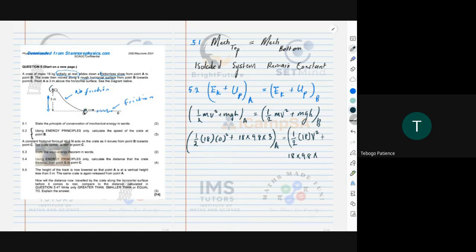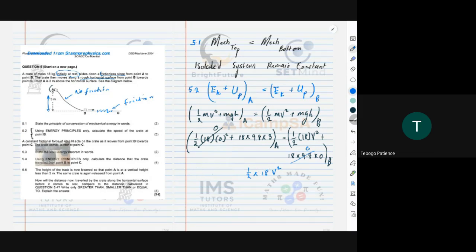So there's no longer any height. So the height at that point is 0, right? So that means at point B, the height is 0. This is B. Okay? This is gonna be 0. This is gonna be also 0. Also 0. Then we are left now with 18 times 9.8 times 3 equals to 1 over 2 times 18 v squared, like this.